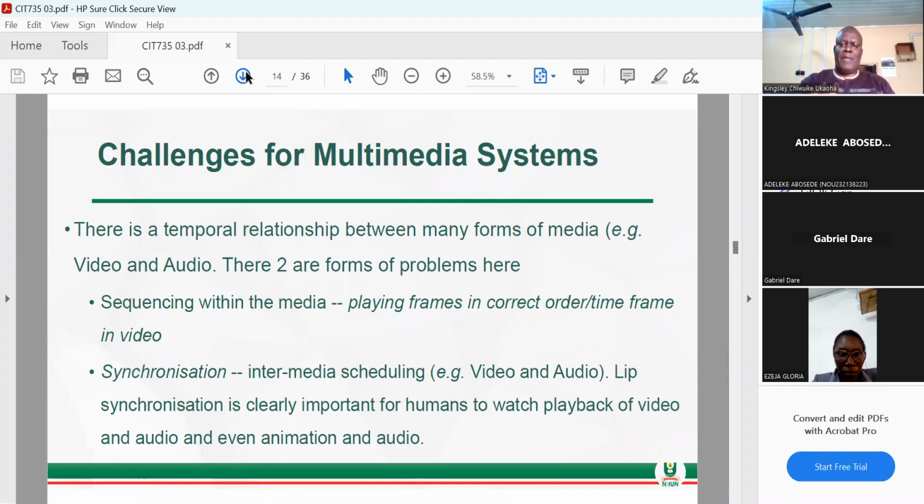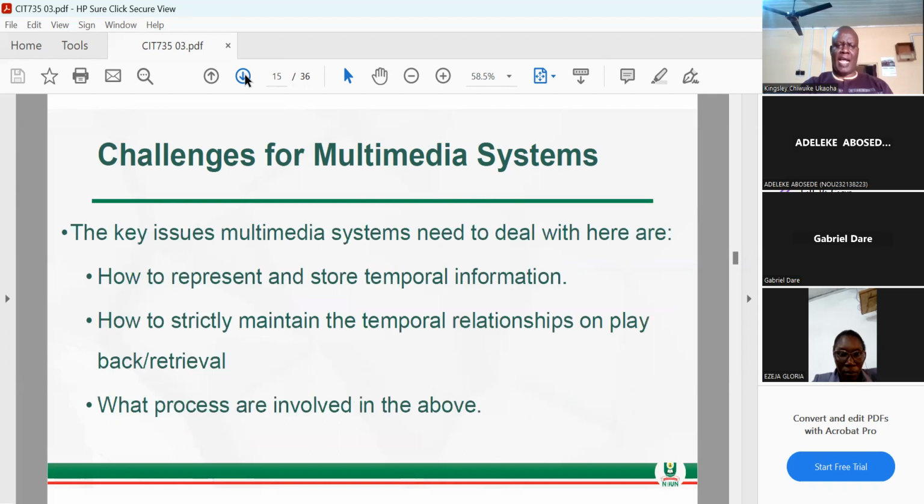So with synchronization, intermedia scheduling of the video and audio, lip synchronization is clearly important for humans when they are watching playback of video and audio, and even animation and audio. So even when you are hearing what the person is saying, you also watch the lip movement. It must be in sync with what is being said. So that is another big challenge. If the system doesn't have a good algorithm that can do this synchronization and sequencing, you may have somebody talking, and what he spoke 10 seconds ago is what you are hearing now. And I don't think communication will be very sweet when it is done that way.